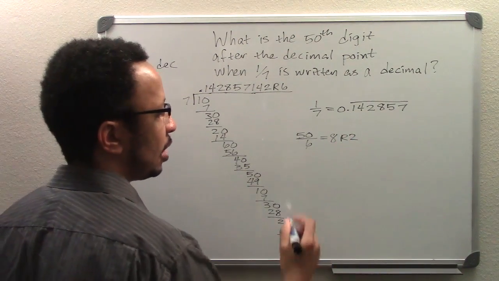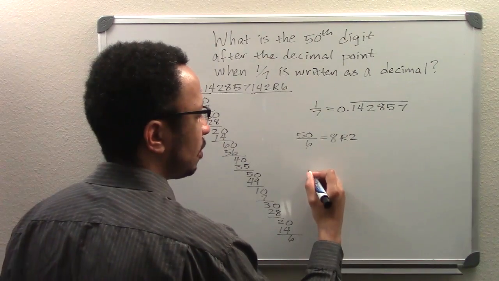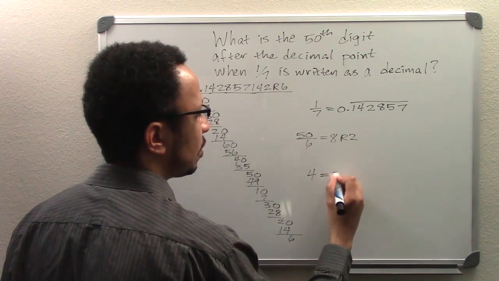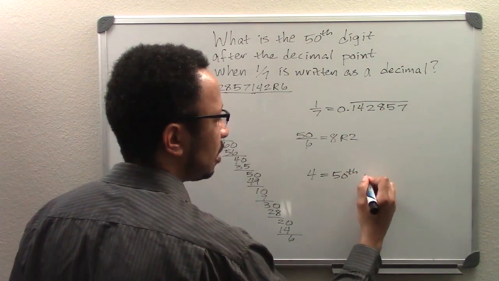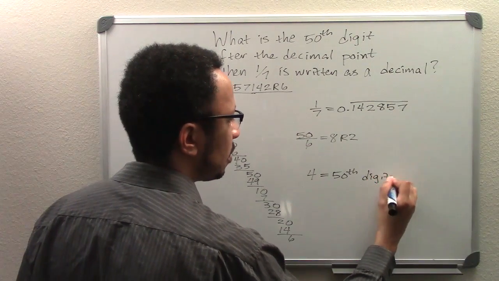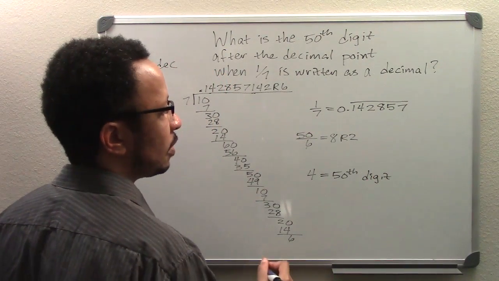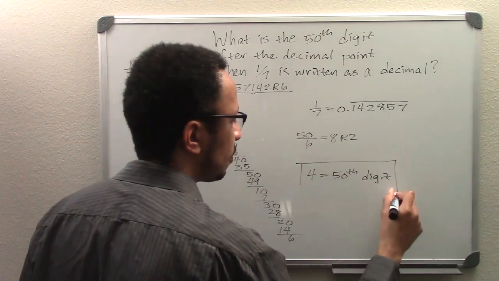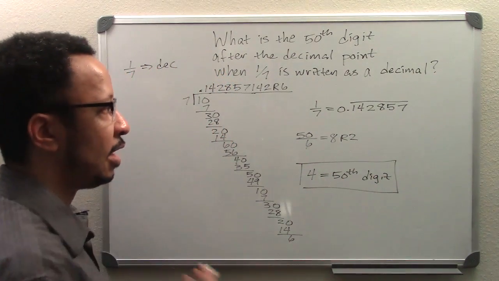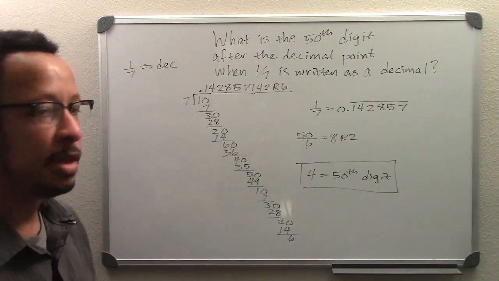So that answers the question that we're looking for. So 4 equals the 50th digit in this repeating pattern here. And so that is the answer for this math question.